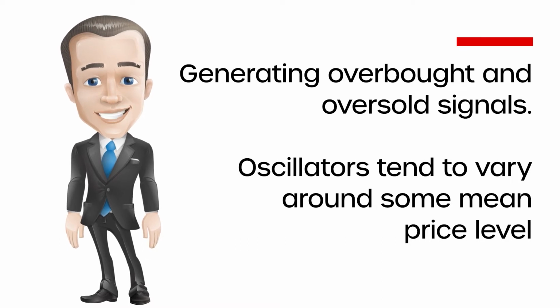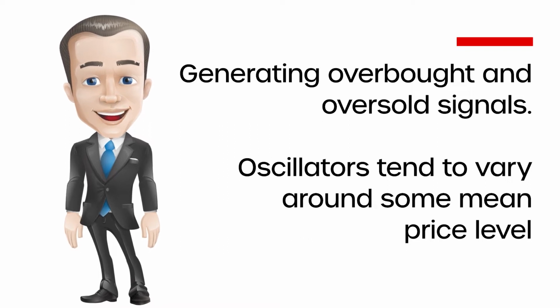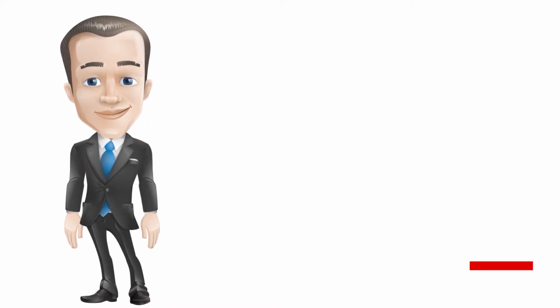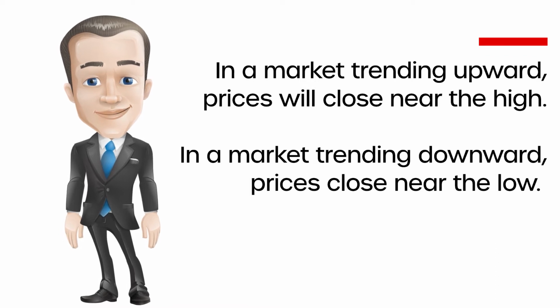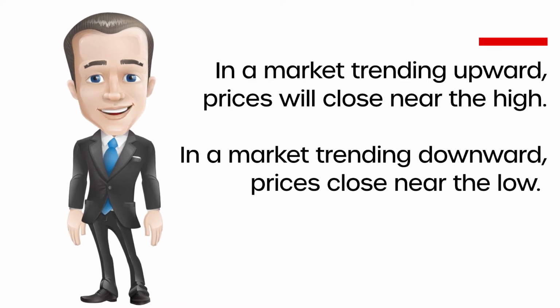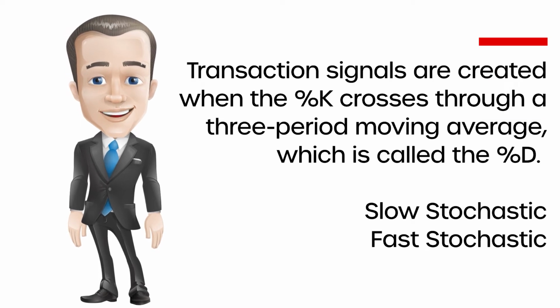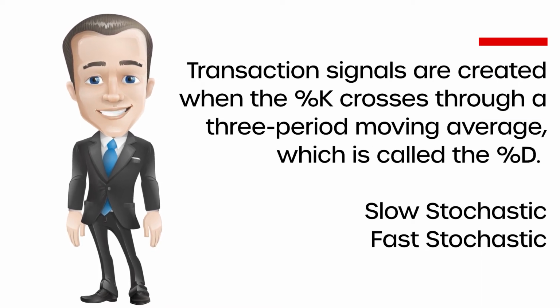Stochastic oscillators tend to vary around some mean price level since they rely on an asset's price history. The general theory serving as the foundation for this indicator is that in a market trending upwards, prices will close near the high, and in a market trending downward, prices close near the low. Transaction signals are created when the percentage K crosses through a 3-period moving average, which is called the percentage D.